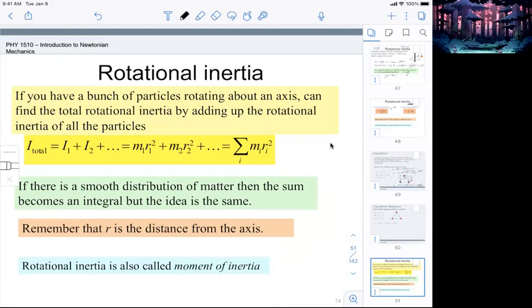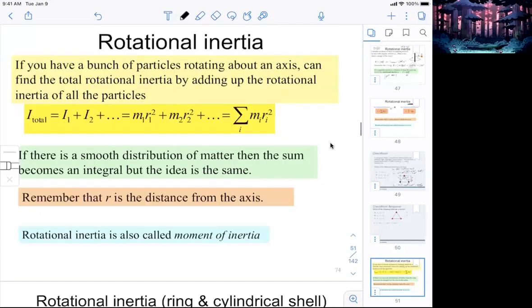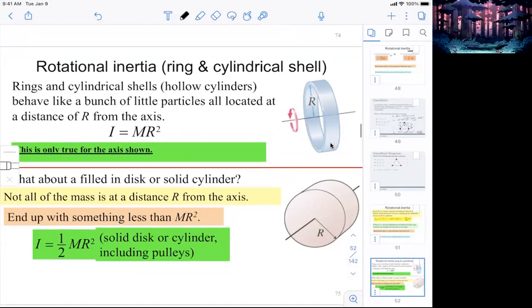Like we did previously, if you have a bunch of particles rotating, you simply add them up. If you have a uniform distribution, you need to do the integral. I'm going to show you the different cases for different shapes. Like I said, most of the time, the rotational inertia for these shapes is already calculated. All we need to do is refer to them and use them.